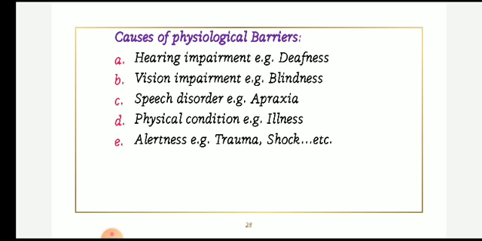Next cause of physiological barrier is alertness. Okay. Alertness means an emotional trauma, for example, shock, or some mental condition of a person, their brain is prevented from understanding a number of things during that particular time. Okay, we know shock म्हणजे झटका, काहीतरी झटका.